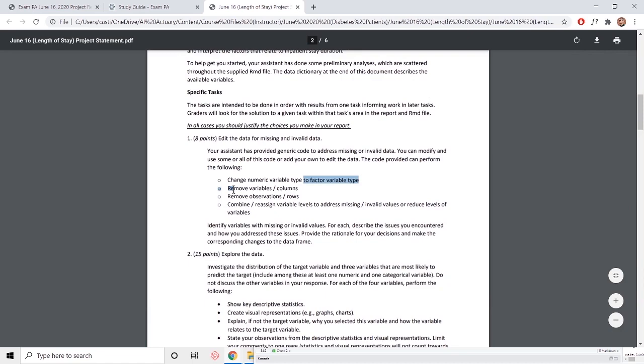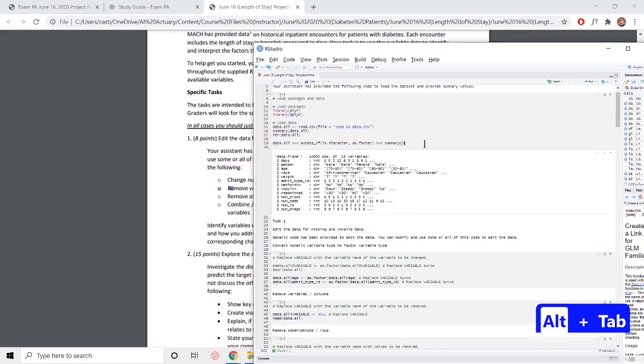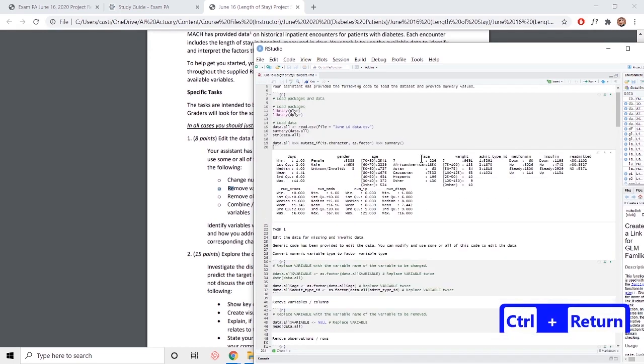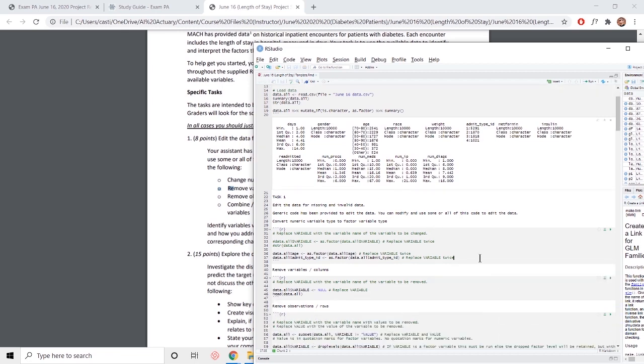Remove variables or columns. So this question is edit the data for missing or invalid data. So where's the invalid or missing data? Look again at the summary. I see that race has this question mark. Weight also has this question mark for missing values. And that's it, right? So it looks like the variables are going to be weight.